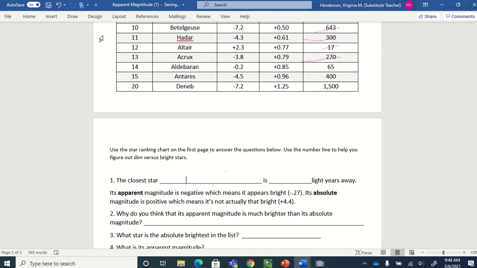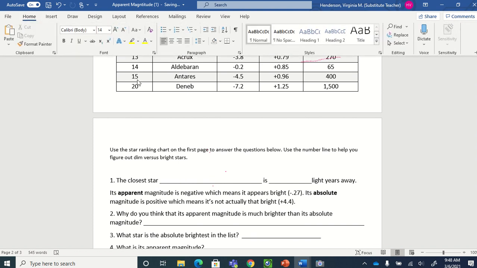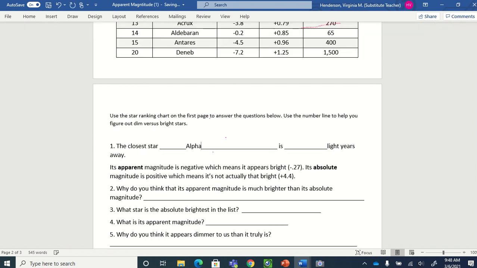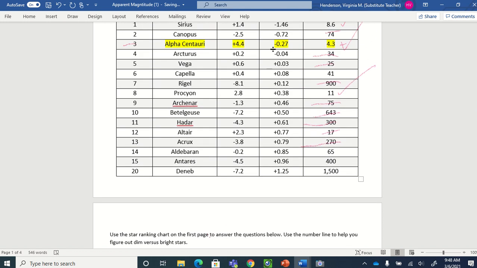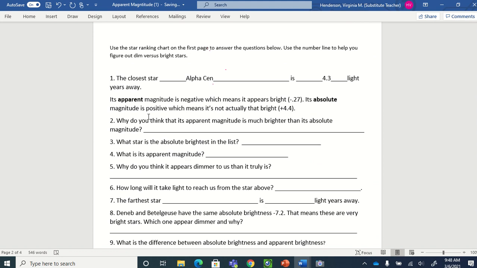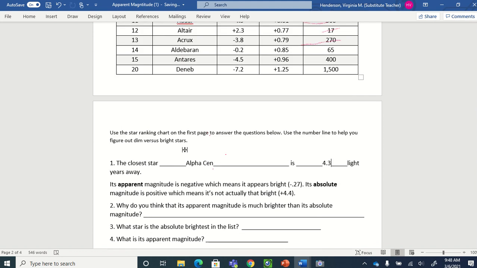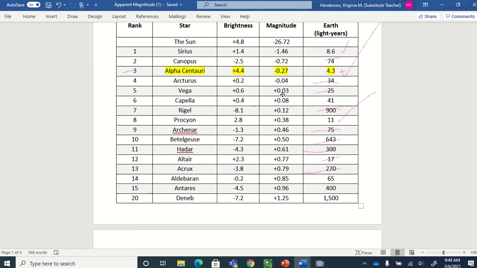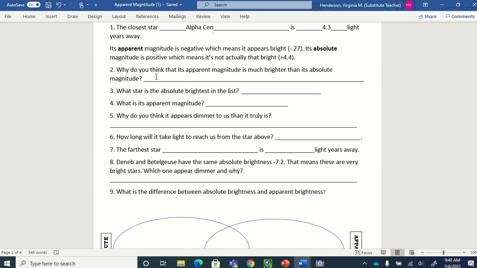So you would say, Alpha Centauri is 4.3 light years away, and he has an apparent magnitude which is negative. Let's double check that. Yes, it is. His apparent magnitude is negative, so we are good to go. Its brightness is, as we've seen, negative 0.27.